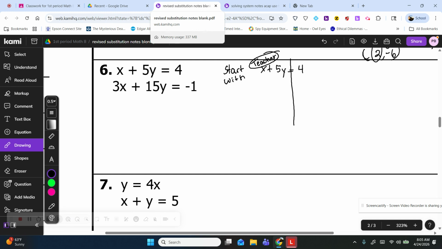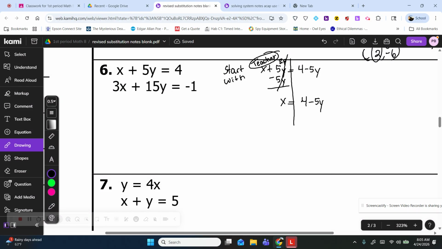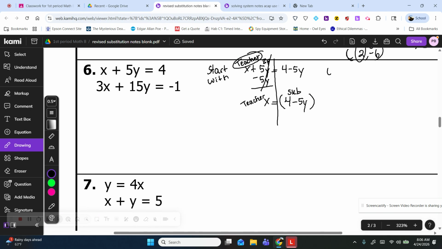5y. So I'm going to make a zero pair with 5y, but I do it to both sides. So your teacher is going to be equal to 4 minus 5y. So this is the teacher, and this is your sub. Once you get the teacher and the sub, you move on to the other equation.